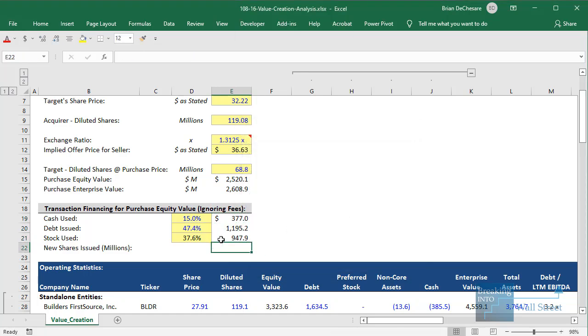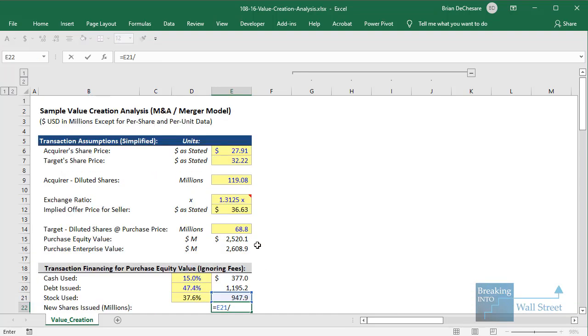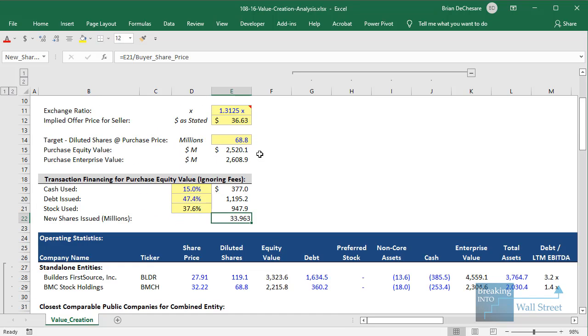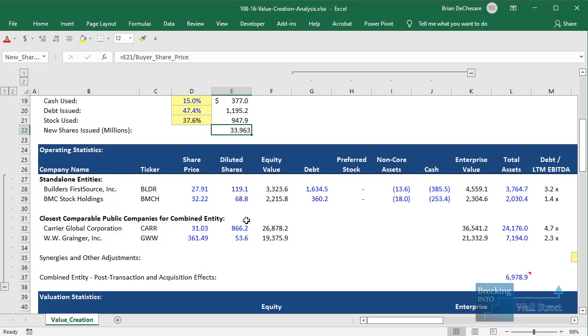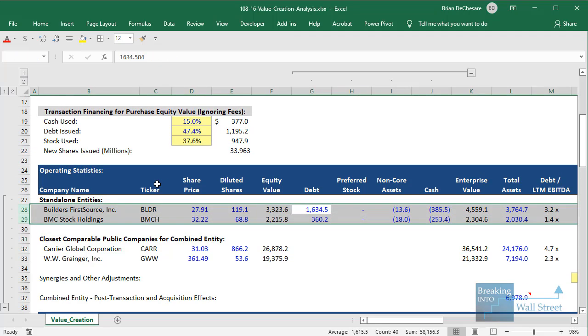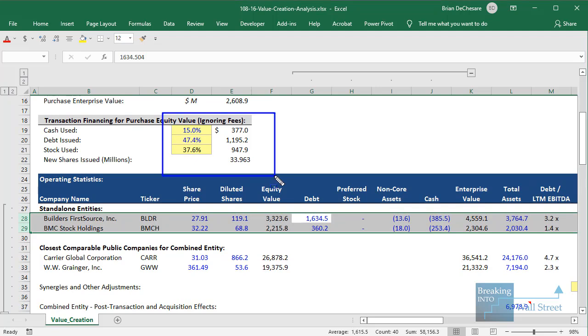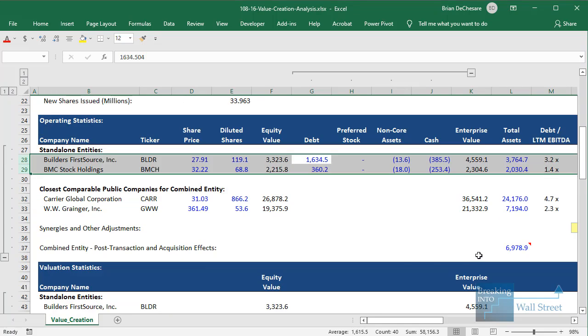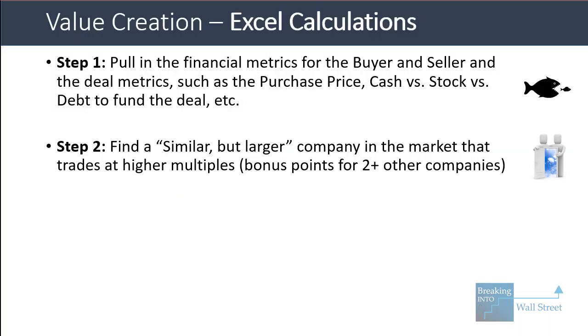And for the stock used here, we're just doing 1 minus the cash used and the debt used. Those are both percentages to get the percent stock used. For the new shares issued, we just take the dollar value of the stock issued and we divide by the buyer's share price right there. And we'll need all this later on in the analysis. But long story short is that we have the financial metrics for the buyer and seller. We have the deal metrics. We know how much they're paying, and we know the cash, debt, and stock used to fund the deal, as well as the new shares that will be issued in this deal.